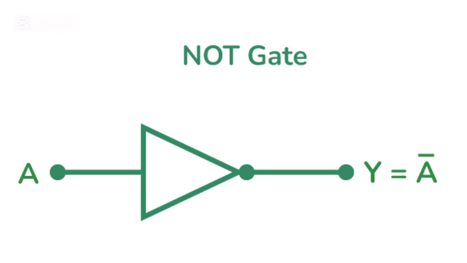In the middle, we see the triangle symbol. This represents the inverter circuit. Now, look at the small circle at the output of the triangle. It shows inversion, which means the signal is reversed. On the right side, we see the output labeled Y equals A bar. This means that Y is the opposite of A. So, this gate always gives the opposite result of the input. That's why it's called the NOT gate.